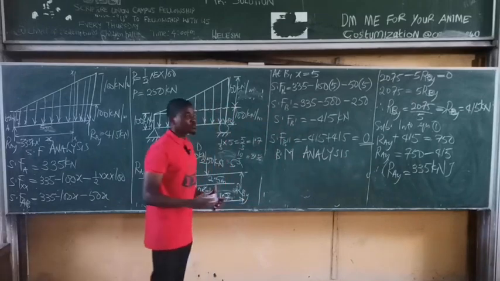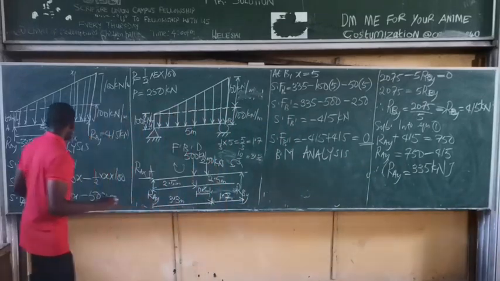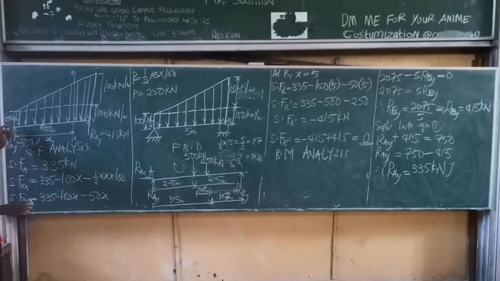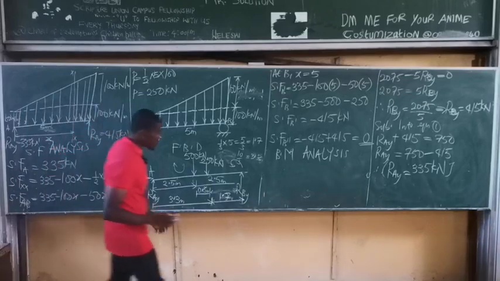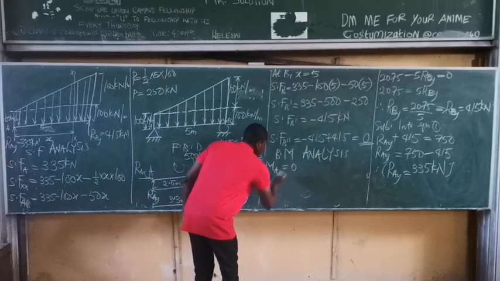From the law of equilibrium, the moment of every force at every point is always 0. So the moment of this force at point A, since there is no force behind point A, moment at point A directly becomes 0. So we'll put that down. Moment at A is equal to 0.